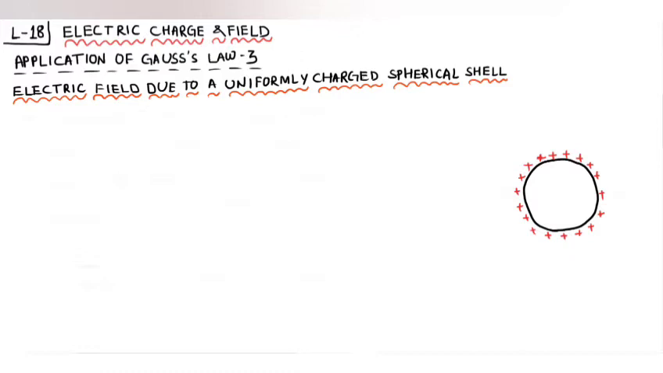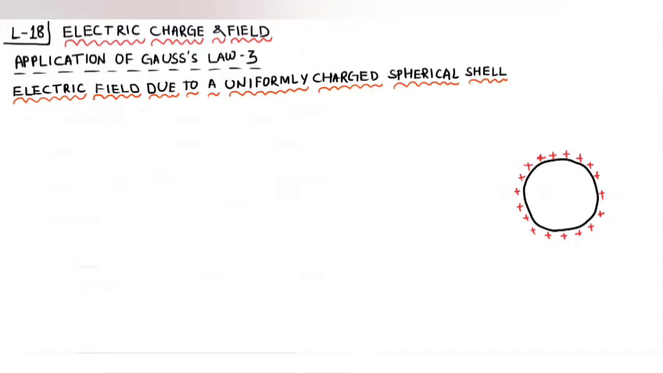In the previous lecture, we had discussed the second application of Gauss law, that is to derive the expression for electric field due to a uniformly charged infinite plane non-conducting sheet. Today, in this lecture, we will discuss the third and final application of Gauss law, which is to derive the expression for electric field due to a uniformly charged spherical shell.